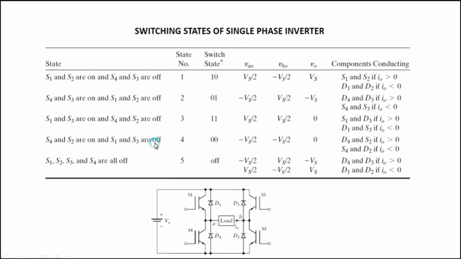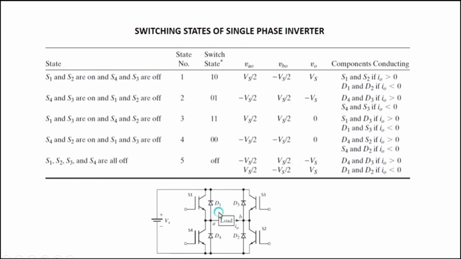In the next state, when the upper half switches, that is S1 and S3 are made on and S2 and S4 are made off, then the voltage output will be 0. In the next state, when the bottom half switches, that is S2 and S4 are made on and the upper half switches S1 and S3 are made off, then the voltage output will be 0.